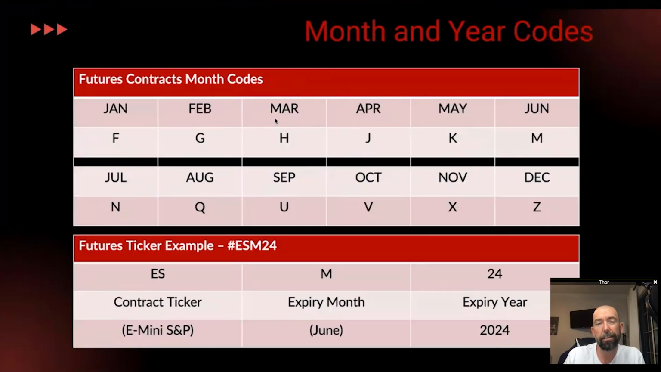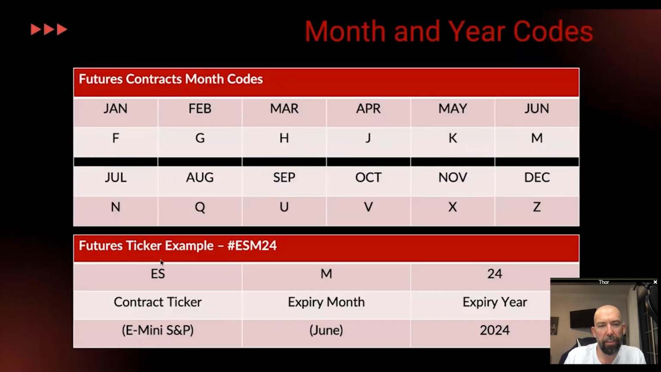Now our major indexes only expire quarterly. So we have a March contract, we have a June contract, we have a September contract, and a December contract. So when we roll over, help me out here, people, which contract are we going to be using next? The M contract. Thank you very much. So we only really have to worry about having the H contract, the M contract, the U, and the Z.